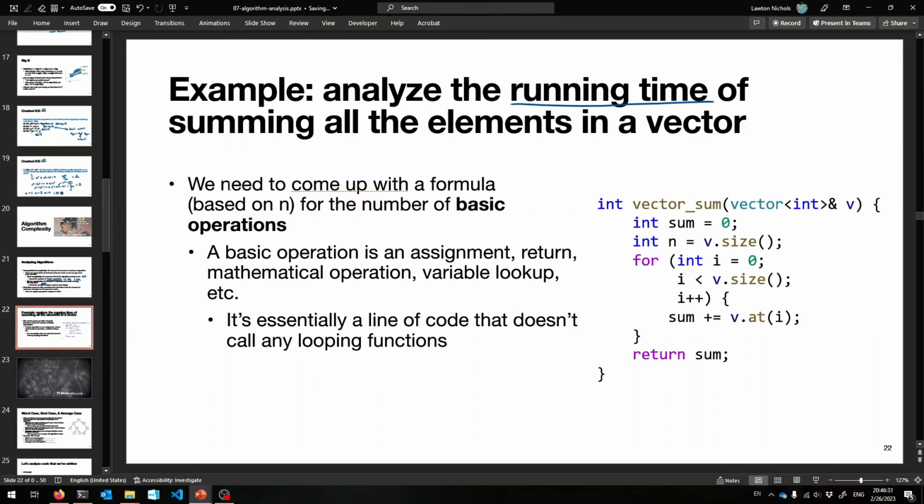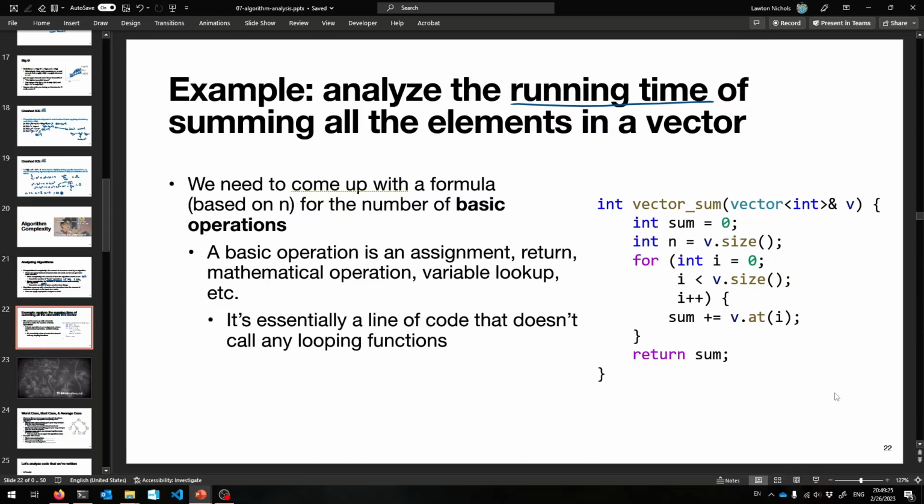And so we want to come up with a formula, a mathematical formula based on n, which is the number of elements in the vector, essentially, because that's what's going to be different and cause the program to take longer for different vectors. We're going to use our n, and that'll count the number of basic operations that our program is going to require to compute its answer. All right, we're going to come up with a formula for that. And I should now tell you what in the world is a basic operation.